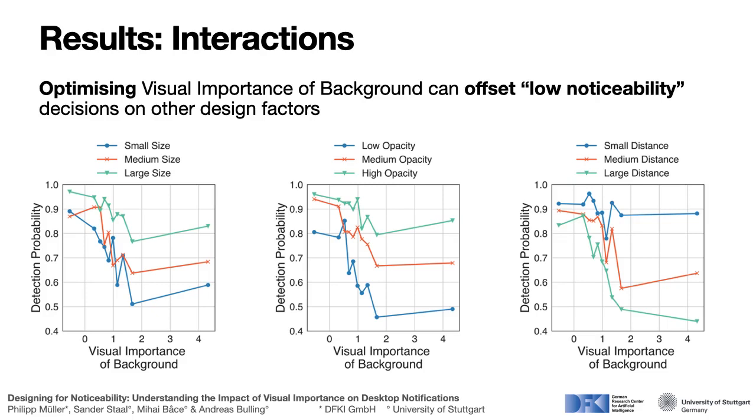We observed comparable interactions of visual importance with notification opacity, as well as with the distance of the notification to the user's focus of attention. This is a valuable insight for designers, as it can allow them to choose a low opacity notification designed for aesthetic reasons, but still ensure high noticeability by minimizing visual importance of the background.